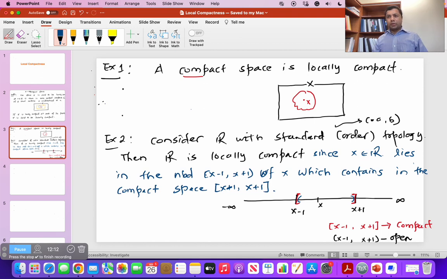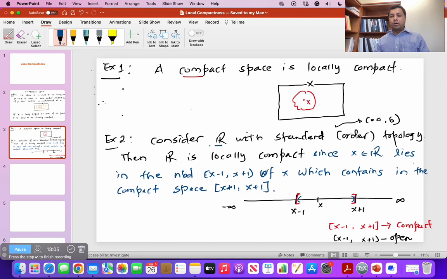So this is another popular example of a locally compact space. So R with the standard topology is locally compact. And we have seen in the order topology lecture, R is a simply ordered set, and that has the least upper bound property. R is a simply ordered set because the strictly less than is a simple order relation. So R is a simply ordered set that has the least upper bound property.